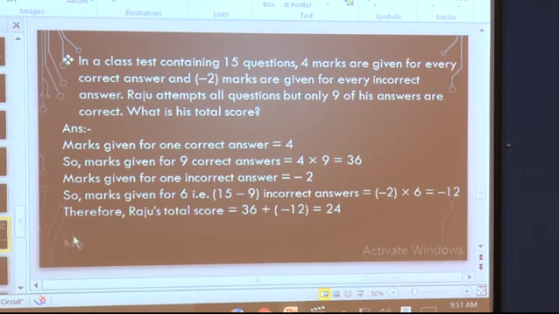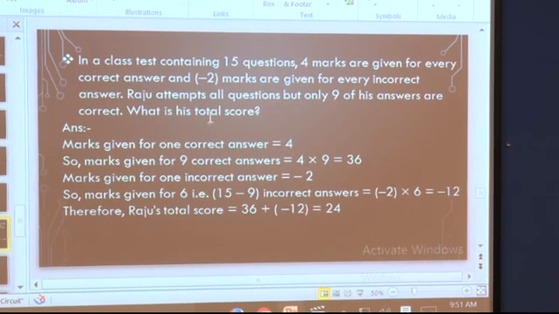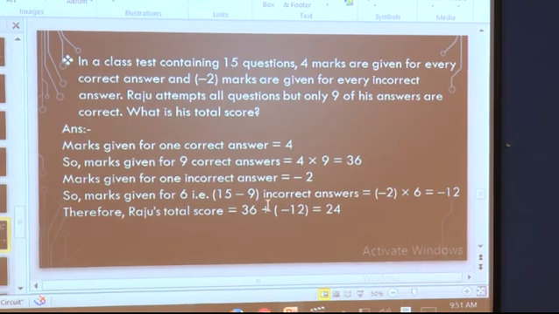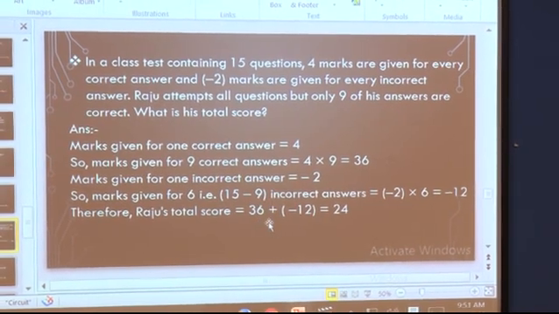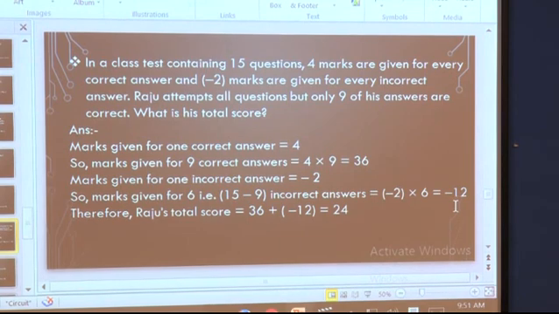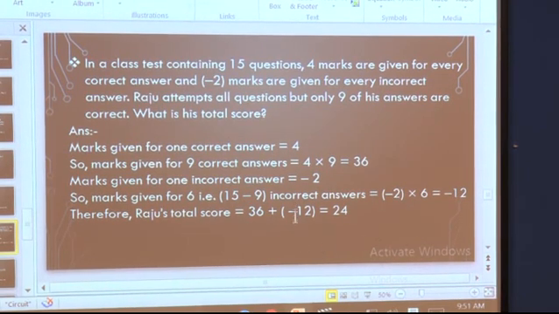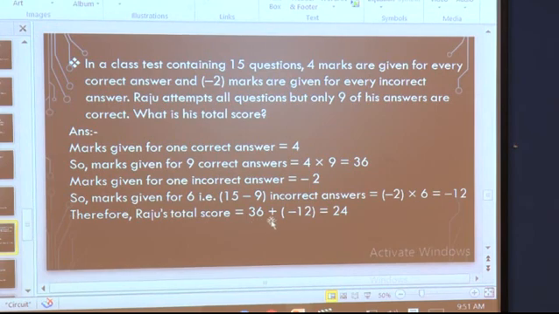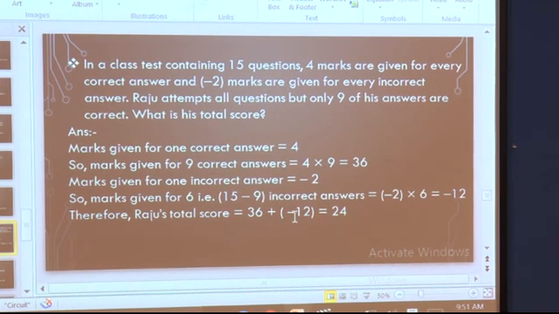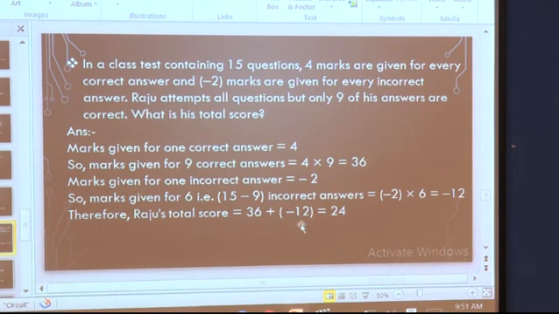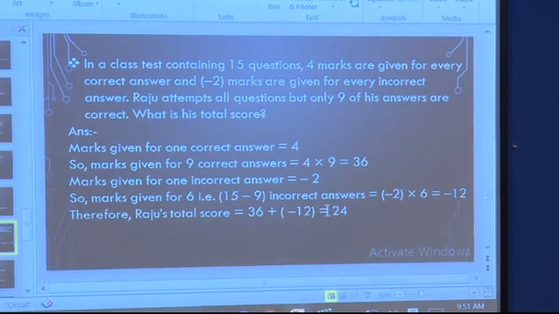So what will be the total? Raju's score, the word is total, so we write it as an addition here. So 36 plus, what is the incorrect answer? It is minus 12. So we write here minus 12. So 36 plus minus 12 is equal to what will be here? Plus into minus is minus. So 36 minus 12 is 24. So what is the score of Raju? It is 24 marks. By attempting 9 questions correctly also he got only 24 marks because he got incorrect answers.